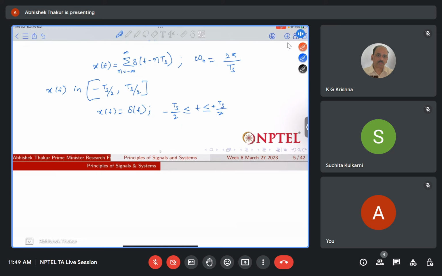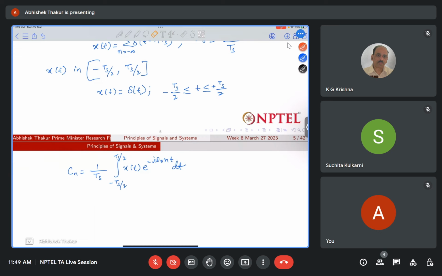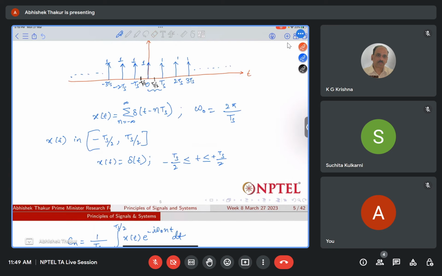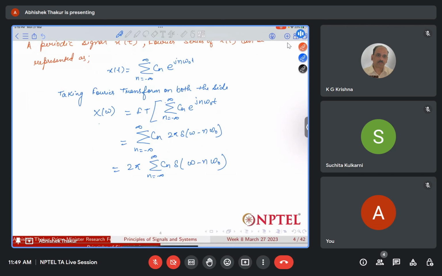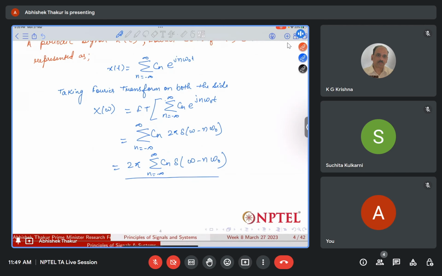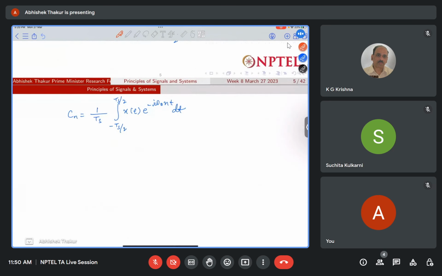Then we know the formula of the Fourier series coefficient, that is Cn is equal to 1 by Ts, integral from minus Ts by 2 to plus Ts by 2 of x(t) e to the power of minus j omega naught n t dt. In this way we can find it. We have to represent it in this form: X(omega) is equal to 2 pi Cn del(omega minus n omega naught). So for this we have to find the Fourier series coefficient Cn. That's why we have used the formula of the Fourier series coefficient.